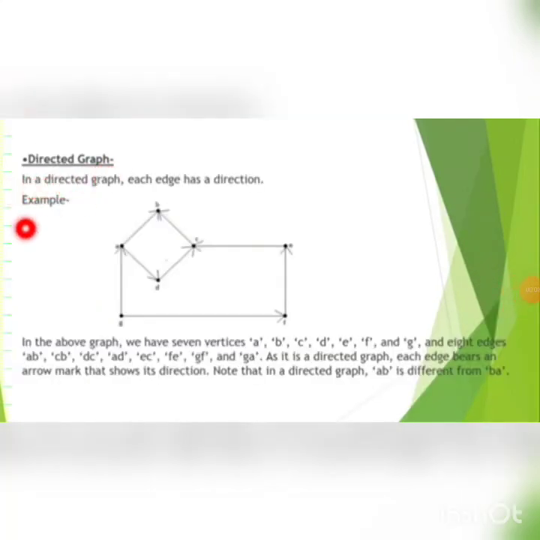Directed graph. In a directed graph, each edge has a direction. In the above graph, we have seen vertices A, B, C, D, E, F, and G, and 8 edges AB, CB, DC, AD, EC, FE, GF, and GA. As it is a directed graph, each edge bears an arrow mark that shows its direction. Here you can see the arrows. Note that in a directed graph, AB is different from BA.